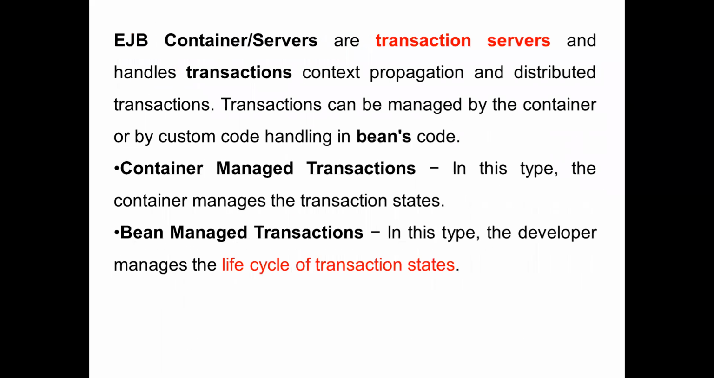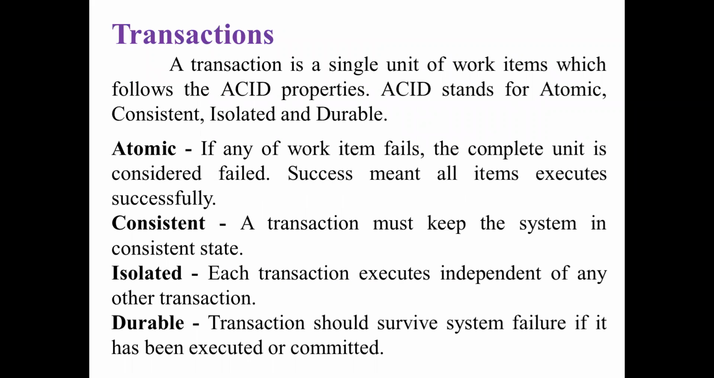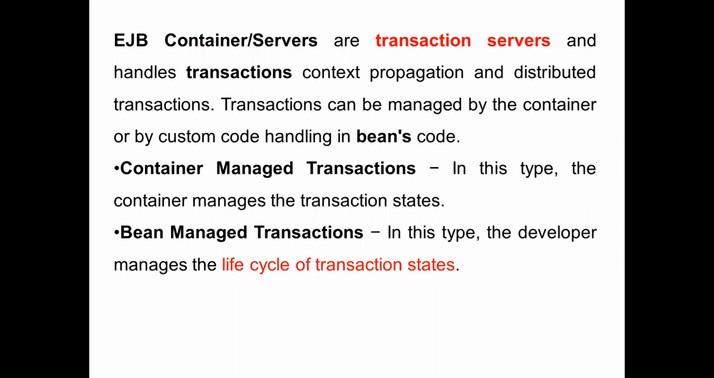Okay, so we can call this a transaction in EJB. It contains a single unit of work followed by the ACID properties. There are two types of container services. One is the container managed transaction and the other is the bean managed transaction. In the container managed transaction, the container manages the transaction state, whereas in the bean managed transaction the developer manages the life cycle of the transactions. So this is the main concept we are using.